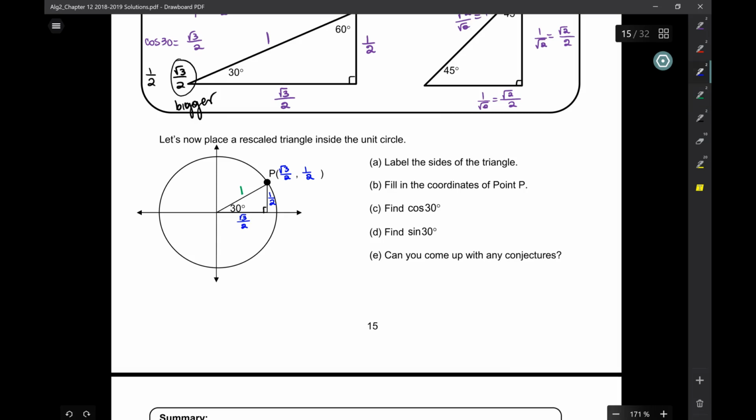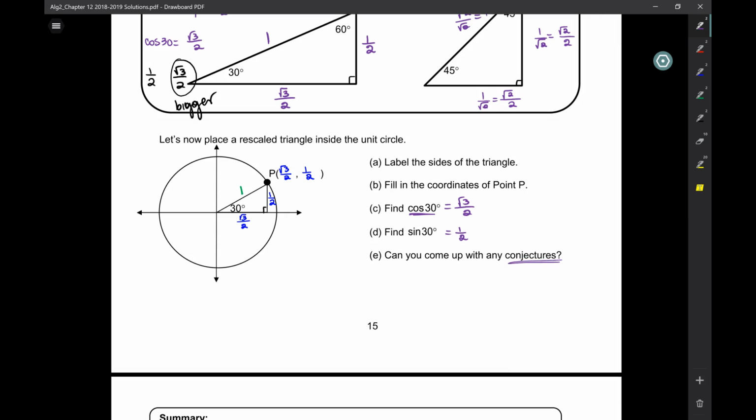So now let's find cosine of 30. How did we do cosine of 30 initially? It used to be adjacent over hypotenuse, so how much would it be? Root 3 over 2 divided by 1, how much is that? Root 3 over 2. And sine of 30, it's opposite over hypotenuse, 1/2 divided by 1, how much is that? 1/2.